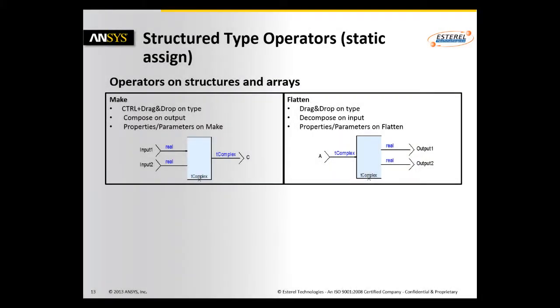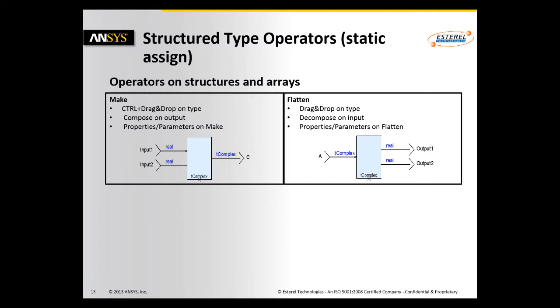Let's have a look at more complex operators, the ones that operate on structured data. The first 2 are make and flatten. Make takes all the elements of a structure as inputs and outputs them in a structured form. At the bottom of the make is the name of the structured type. When you enter that name, the editor adds the correct number of inputs to the make.